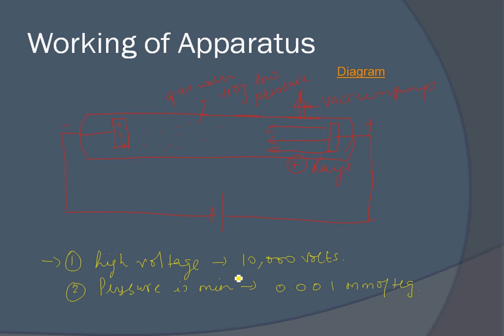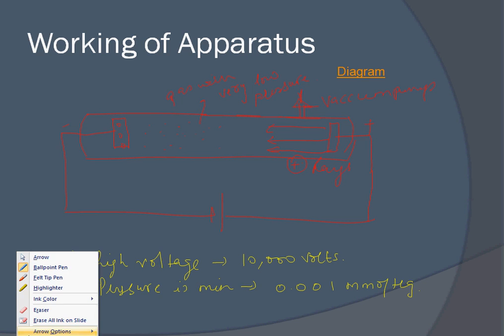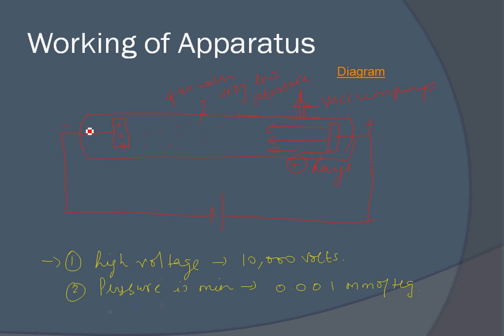When a high voltage of about 10,000 volts is applied to a discharge tube having a perforated cathode and containing air at a very low pressure, about 0.001 mm of mercury, there is a red glow which appears at the end of the tube after the cathode.